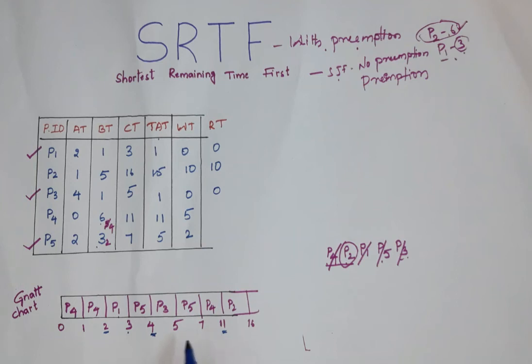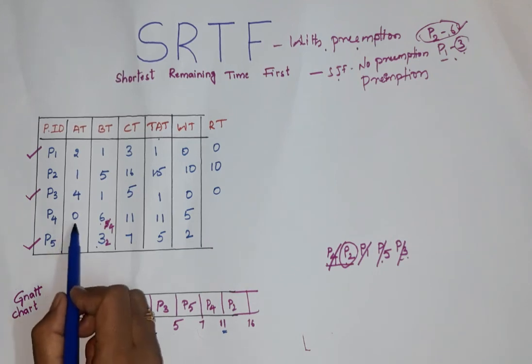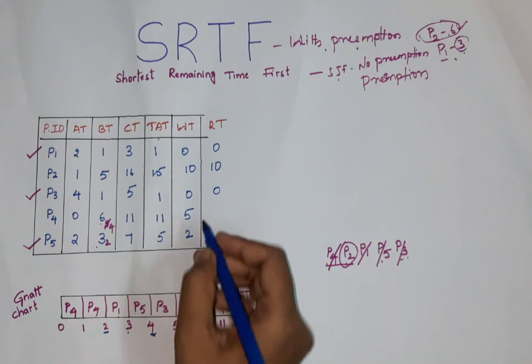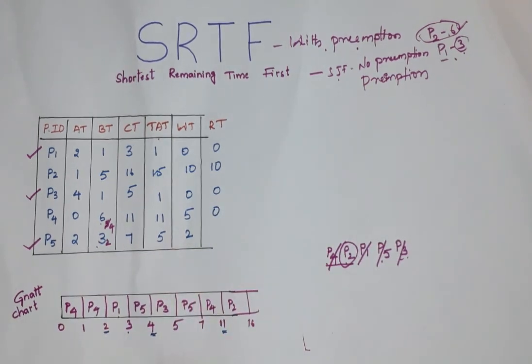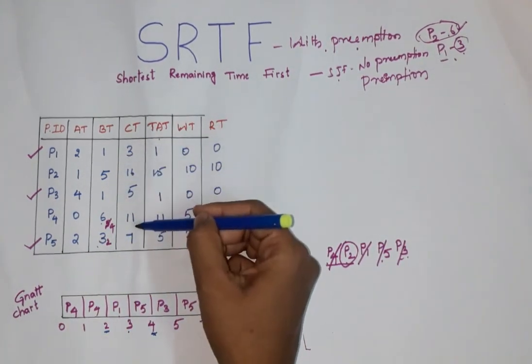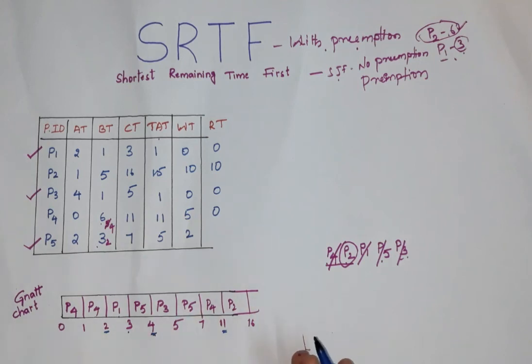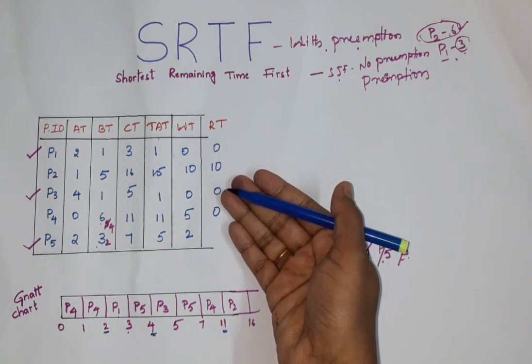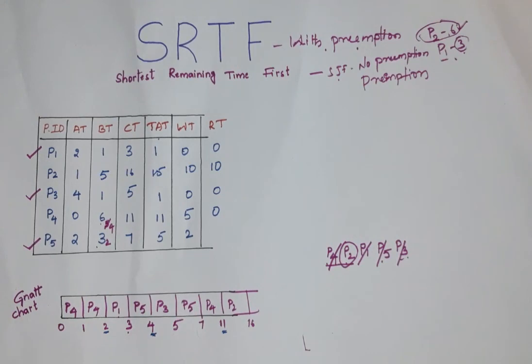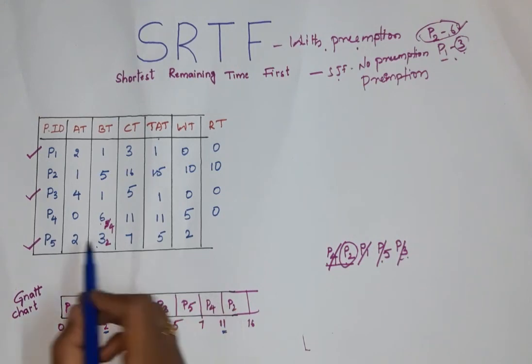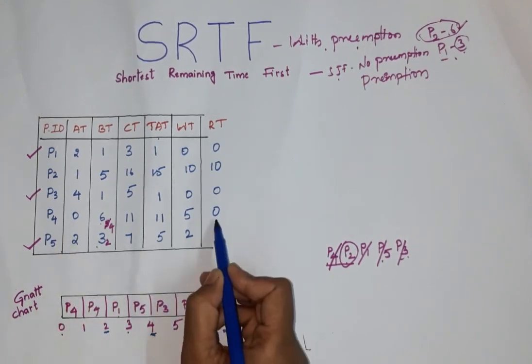The P4 process got the CPU first at the 0th time. You have to calculate the left one. So in the Gantt chart also P4 process has got the CPU first. And here arrival time is 0. Means 0 minus 0, 0. You have to always remember, when you calculate completion time, you have to check the right side values. And when you calculate the response time, you have to go with the left side values. Okay. So 0 minus 0, 0.